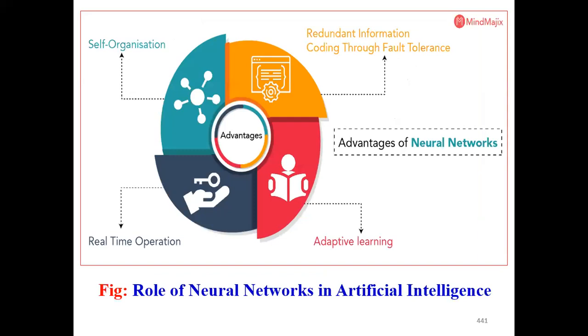So what is the role of neural networks in artificial intelligence? Neural networks perform real-time operations, self-organization, and redundant information coding through fault tolerance. Whenever one neuron is not working, the remaining neurons take the initiative to perform the application. That is called fault tolerance. Another is the advantage of adaptive learning. These 4 great advantages play a vital role in artificial intelligence.